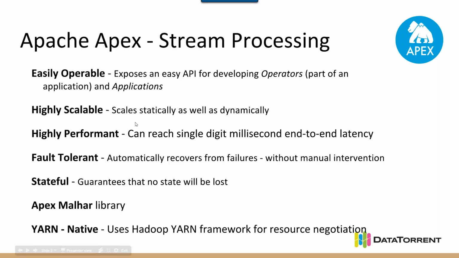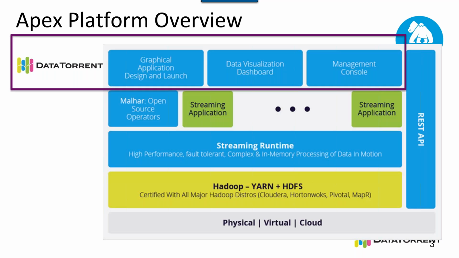Fault tolerance: the platform does take care of all the fault tolerance on its own. You don't have to code or do anything special for that. It automatically maintains the state of your application, and whenever some node failure happens, it detects it and restores your application to the last known state. And the last and most important is that it is YARN native. It uses YARN for the resource negotiation and application scheduling.